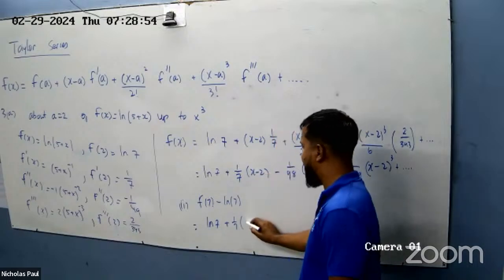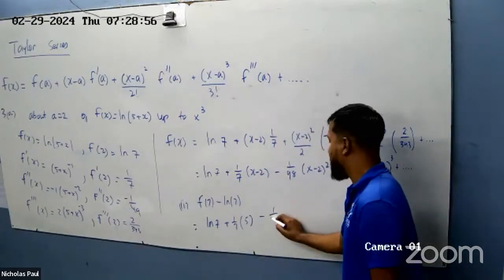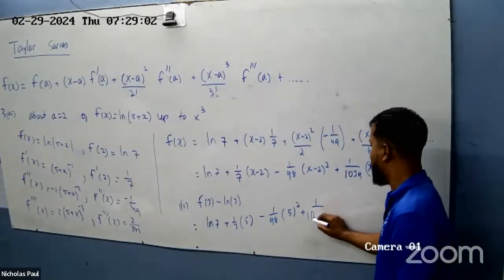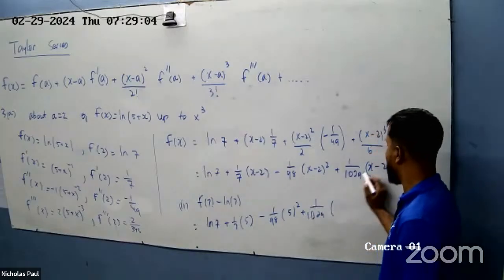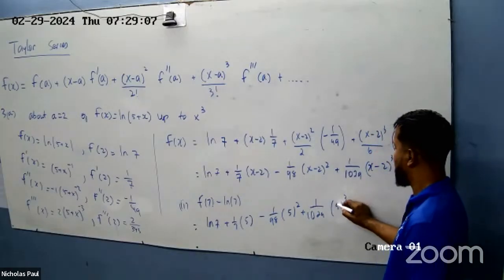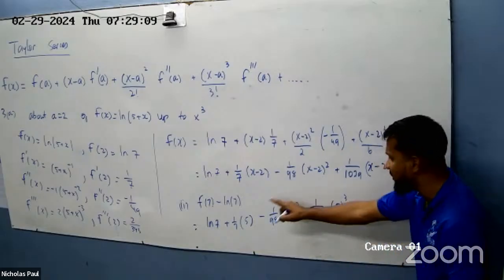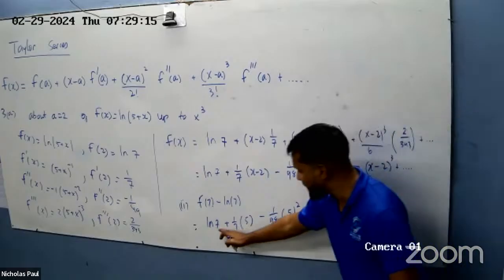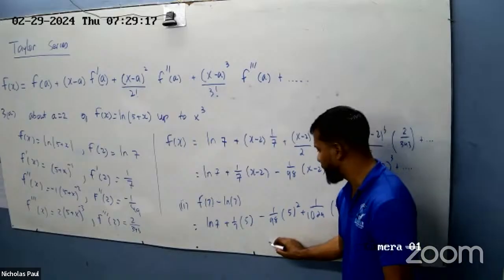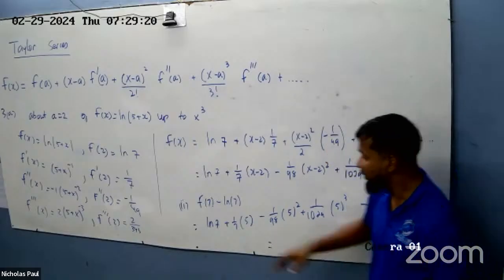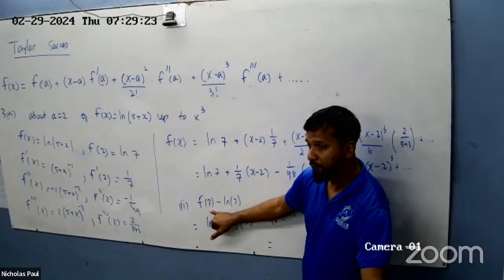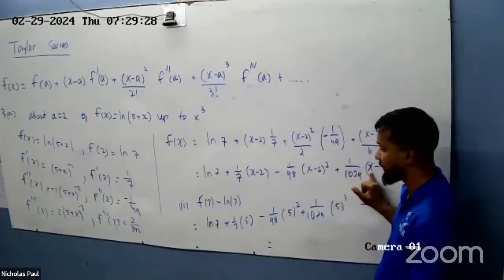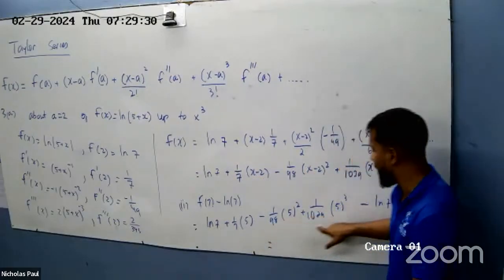7 minus 2 is 5, so I put in 5 one time. Minus 1 on 98, 5 squared, plus 1029 over 7 minus 2 is 5 cubed. This is f of 7, and then you're minus ln 7. This will cancel with this, and then you'll get a value for this in the calculator. F of 7 is just plugging in 7 wherever you have x. Then you work it out, and you minus ln 7.